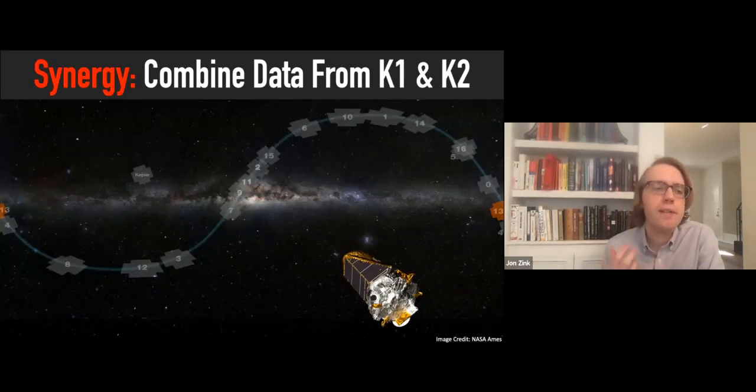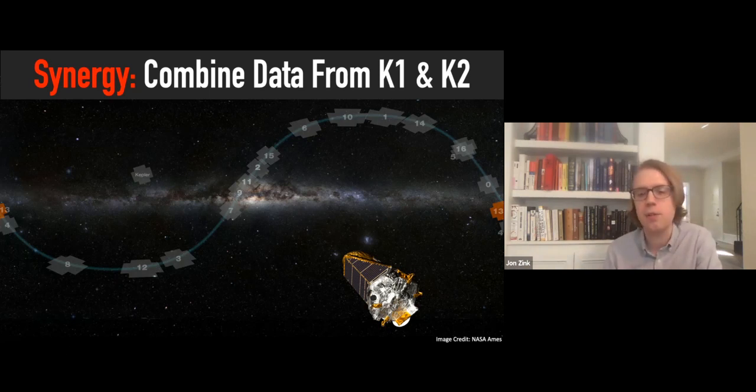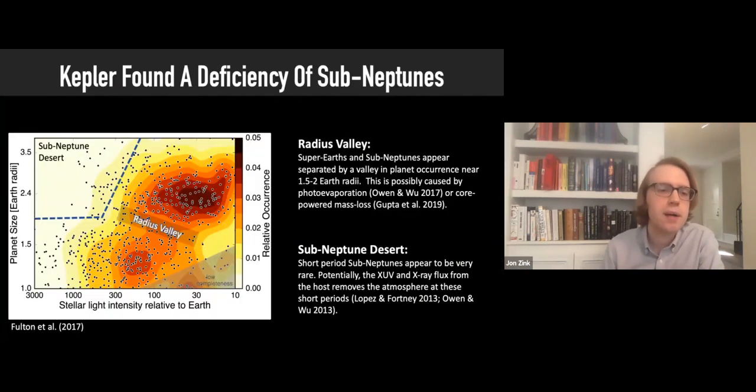So as promised, I wanted to talk about some of the synergy, or some of the exciting low-hanging fruit I think we're going to be able to get once we combine these two data sets. One of the things I'm really excited about is thinking about the Radius Valley and the sub-Neptune desert. These are two real population features. There's a deficit in planets here and here. These are completeness corrected, so this is not a completeness issue here or here.